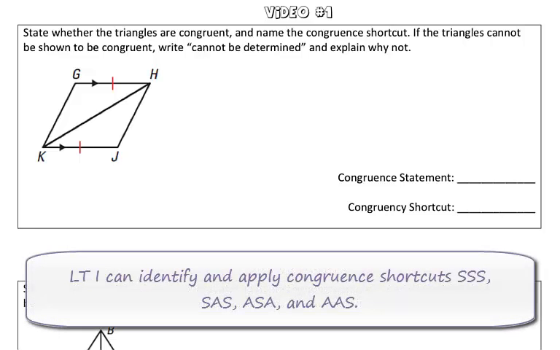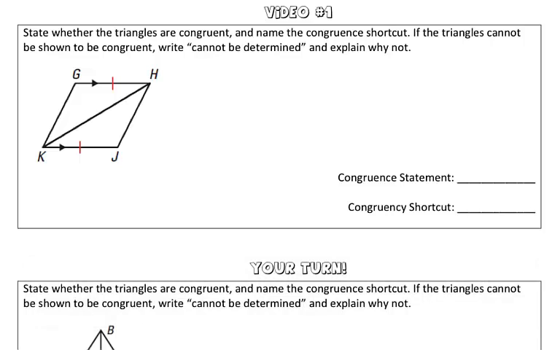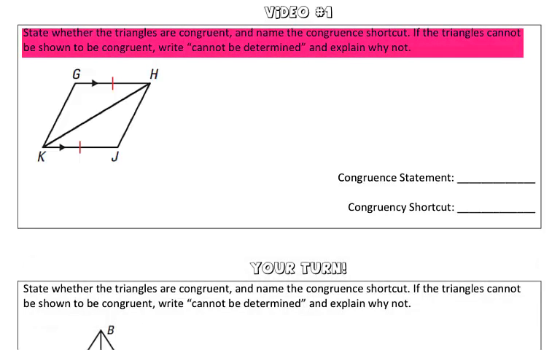Helms, and by the end of this video, you should be able to identify and apply congruent shortcuts such as side, side, side, side, angle, side, and angle, angle, side. In this problem, we're asked to state whether the triangles are congruent and name the congruence shortcut. If the triangles cannot be shown to be congruent, write cannot be determined, and explain why not.